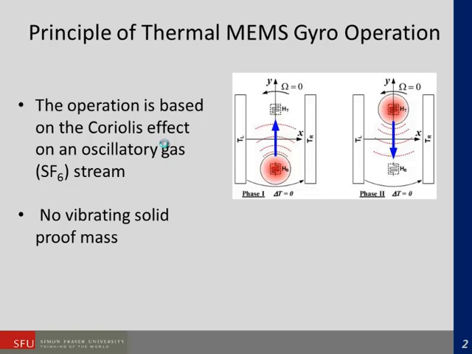So in phase 1, when the bottom heater is on, the gas around the heater heats up and expands. And when there is no angular rotation, this gas is moving in a symmetrical path, and so no differential temperature is detected as a result. The same scenario is in phase 2, but the only difference is that the direction of the moving gas is changed, but still the differential temperature is 0.